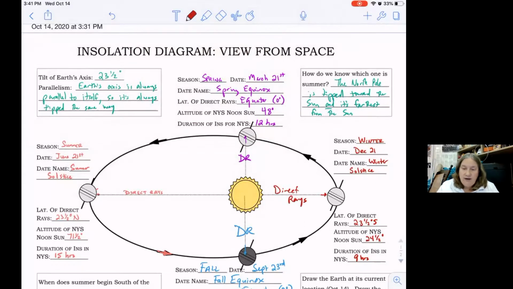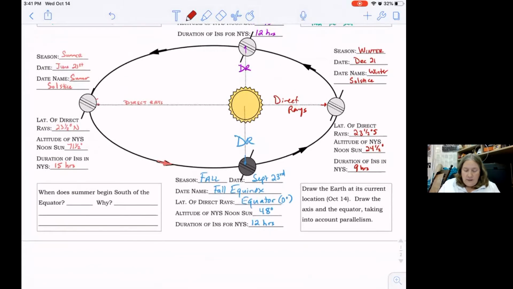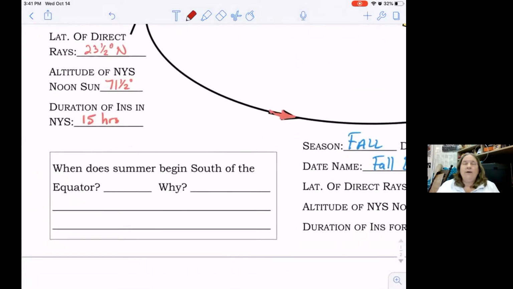The only 2 things we have left are the 2 things at the bottom here. When does summer begin south of the equator? Well, the seasons are opposite south of the equator as they are where we live, north of the equator. So when it is winter here, it's summer there. So summer begins south of the equator on December 21st. The reason it's summer there and not winter is because the angle of the sunlight is so high.